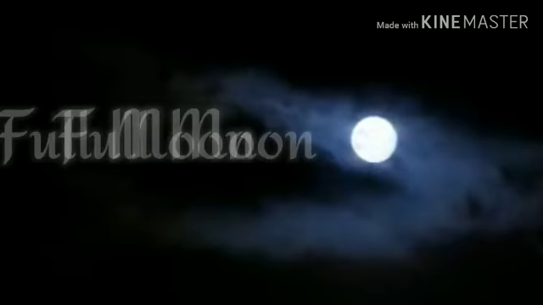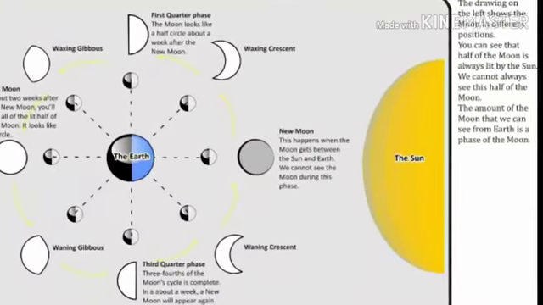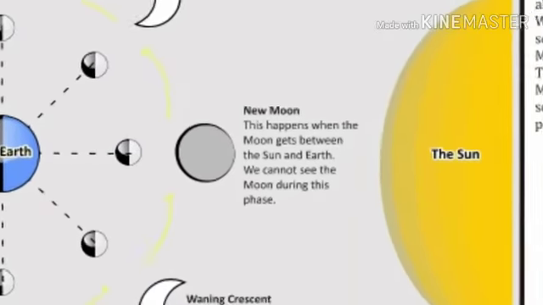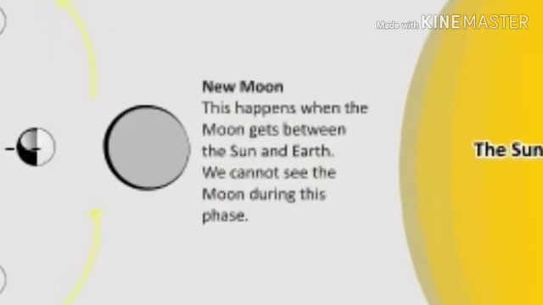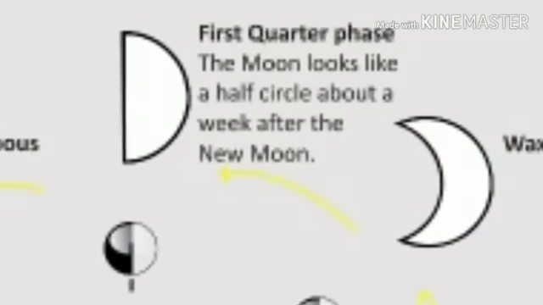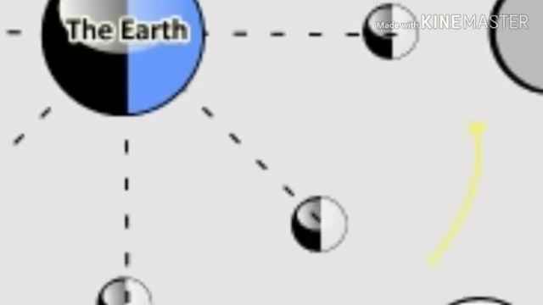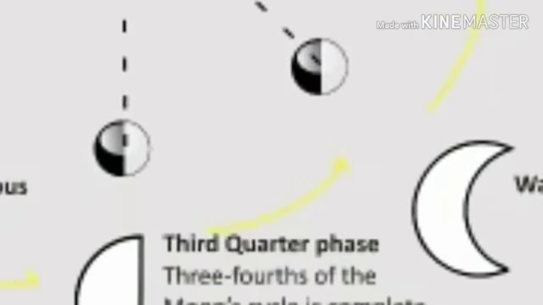When the surface of the side of the moon facing Earth is completely illuminated, we see a full moon. When none of the surface is illuminated and we cannot see the moon at all, the phase is a new moon. The phases when half the side of the moon facing Earth is lit up are called the first and third quarters.